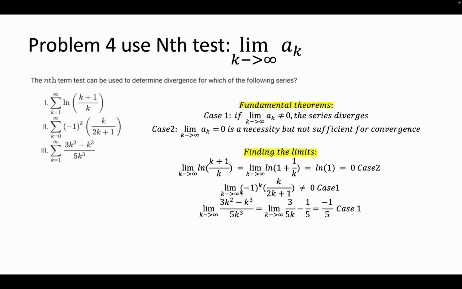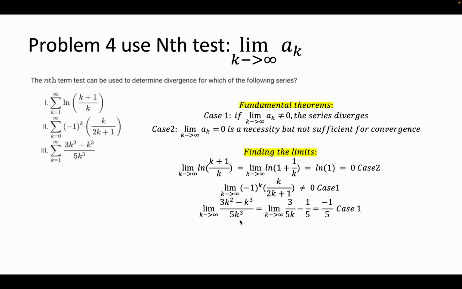Let's look at the second one. Now let's find the limit as k approaches infinity here, and we see some parts cancel, and we know that it's definitely not equal to 0. So case 1: this thing diverges. Okay, we got this. So number 2 is true. We can use the nth term test to determine divergence.